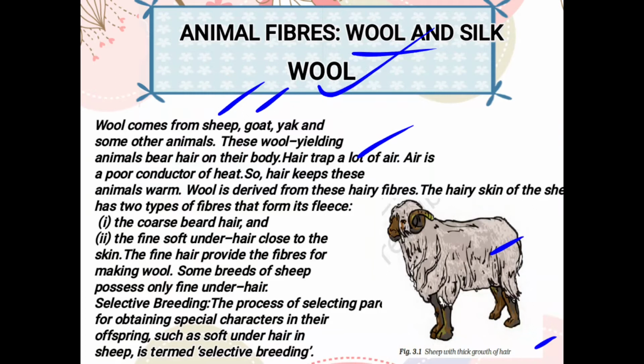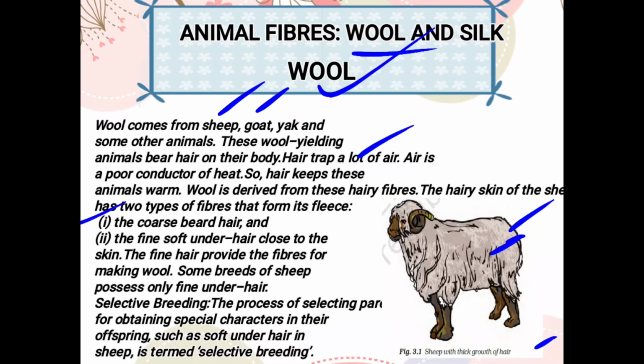As you can see, the picture of a sheep is given, and the sheep has a lot of hair on its body, sometimes looking like a shaggy structure. So fine, they have a lot of hair. Whatever wool is made, it is made from the hairs of these particular animals. It is made from the hairs of the sheep, of the goat, of the yak, camel, etc. Now the hairs found on the sheep's body, on the animal's body, are of two types. Some hard hair is there, as well as some soft hair. So accordingly, the hairs from which the fiber is made are of two types.